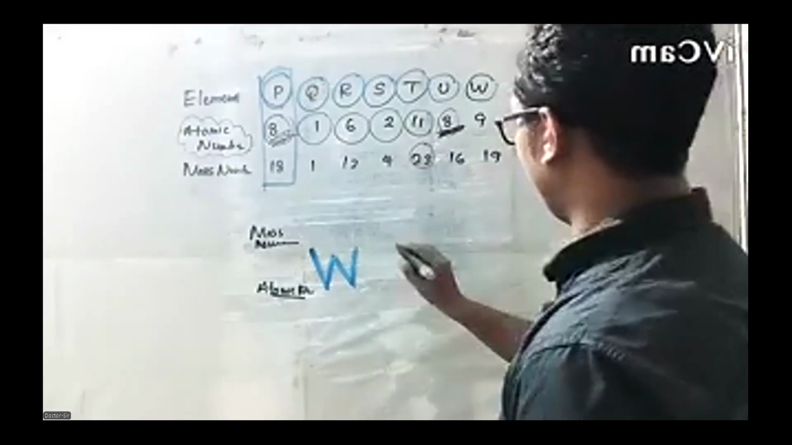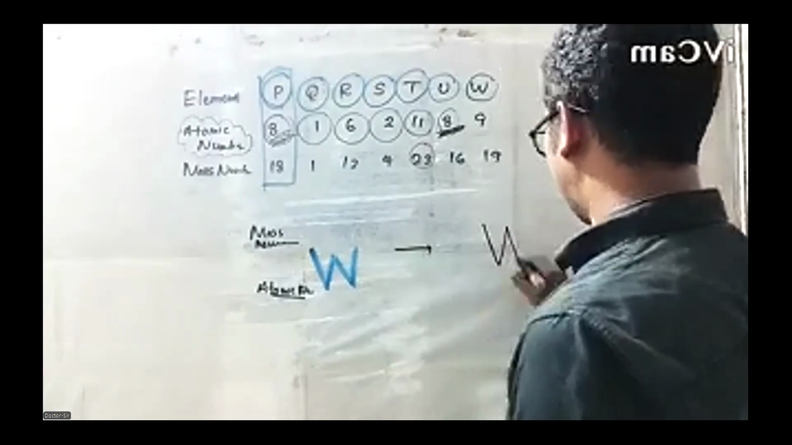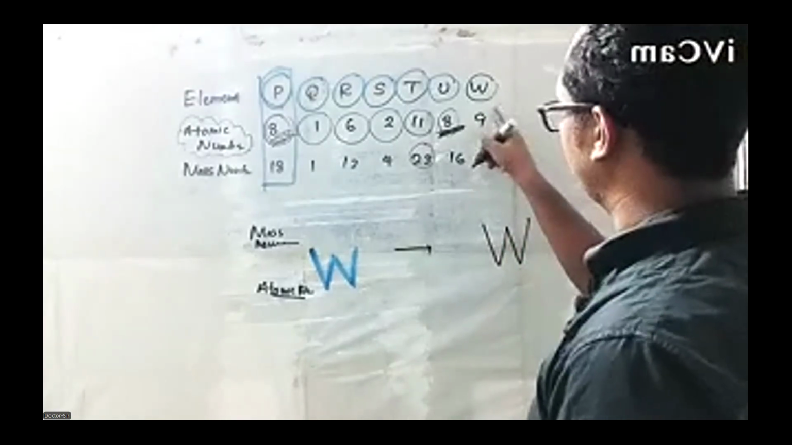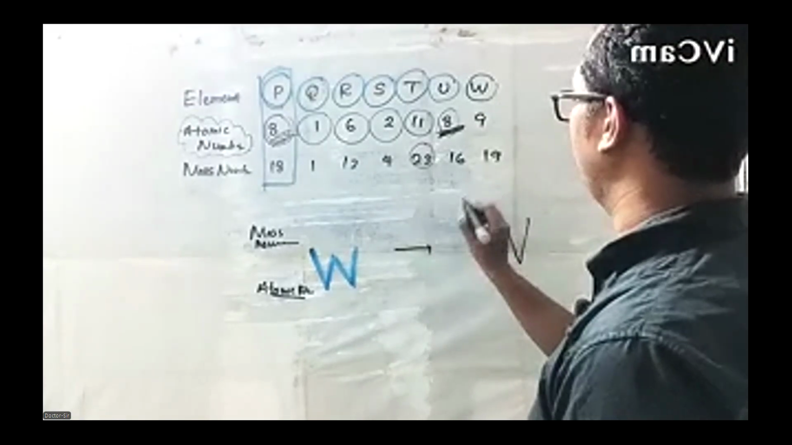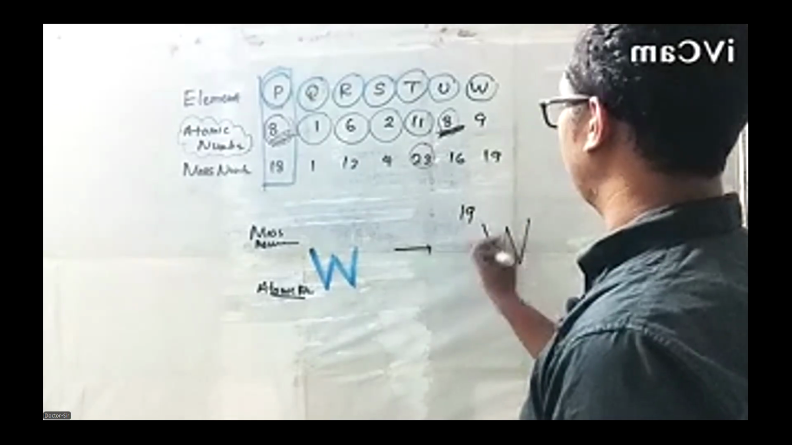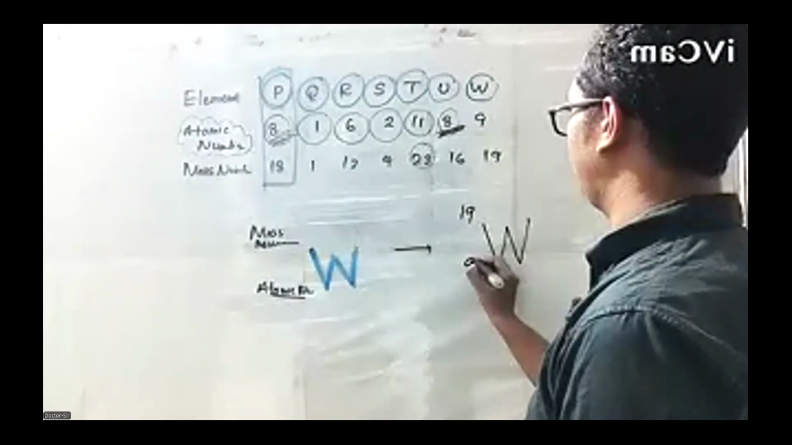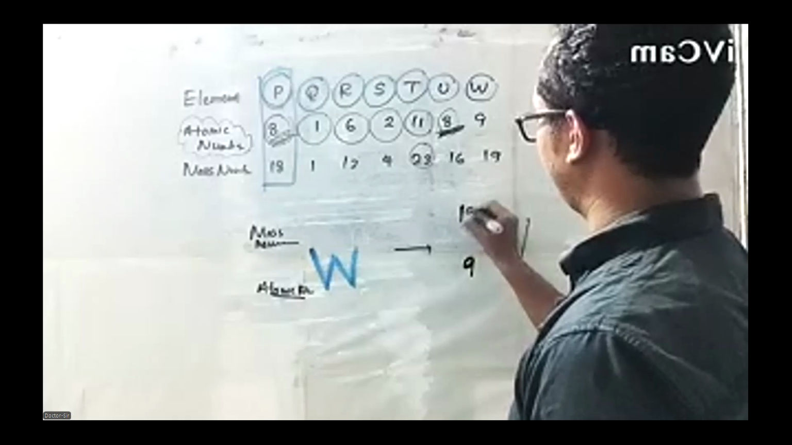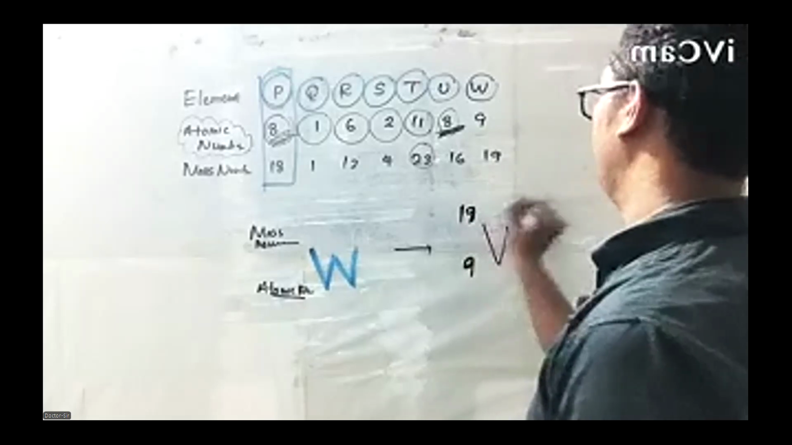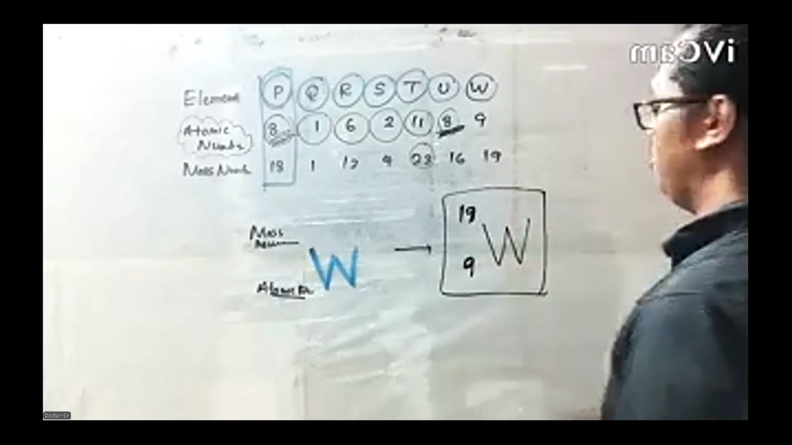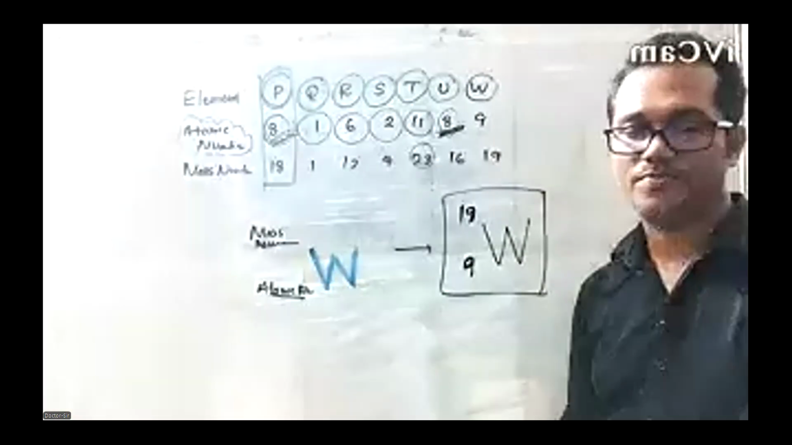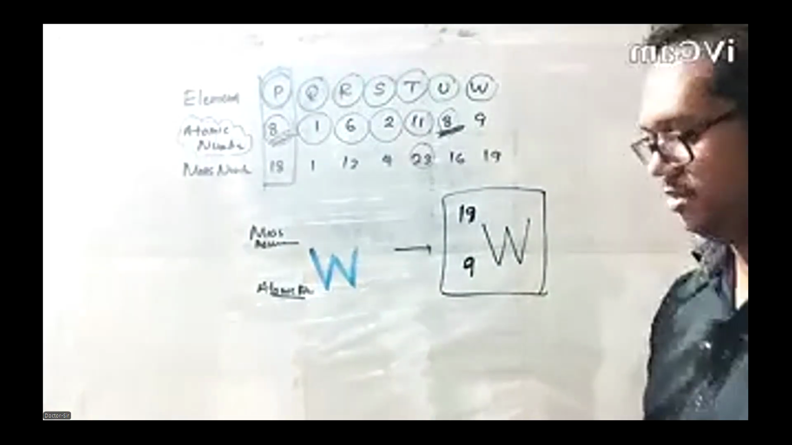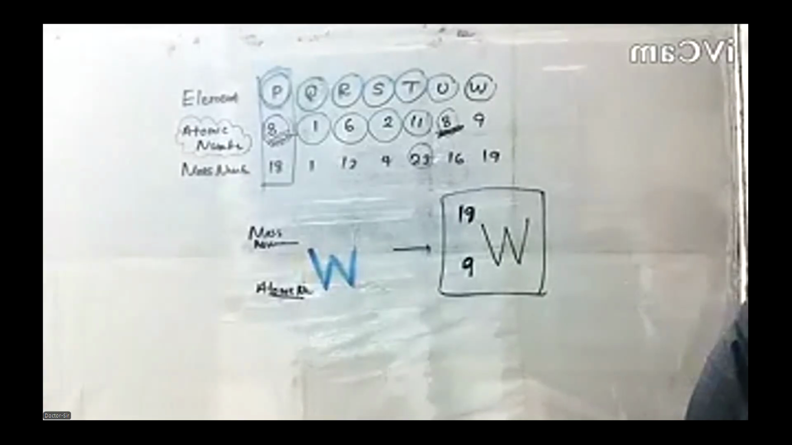However, we will represent W with 19 in the top left corner and 9 in the bottom left corner. So 19 and 9, this is the standard way we represent this W. I think it's clear, right? Okay, so finish and write it down. Is there any question, Tony? Right, question number 2 finished. So we'll move on to the next part.